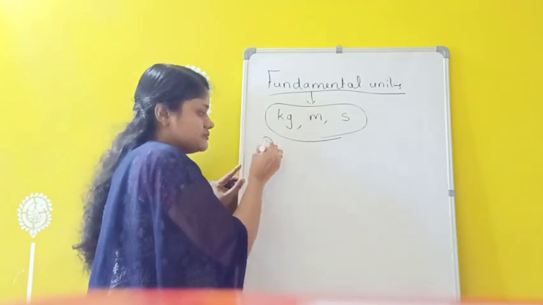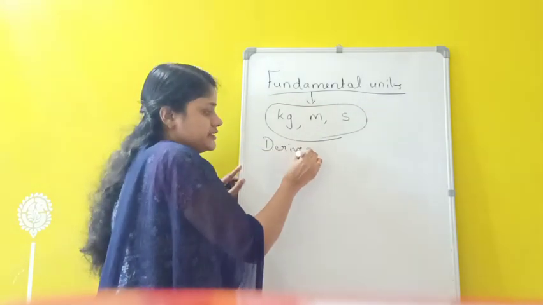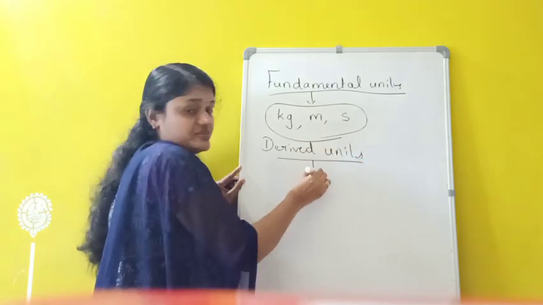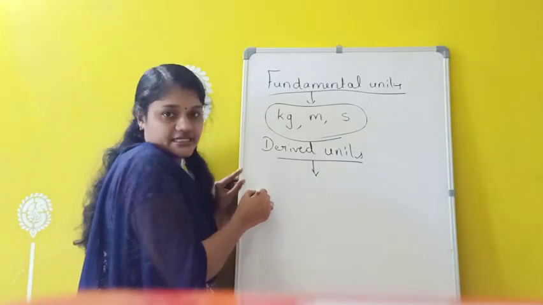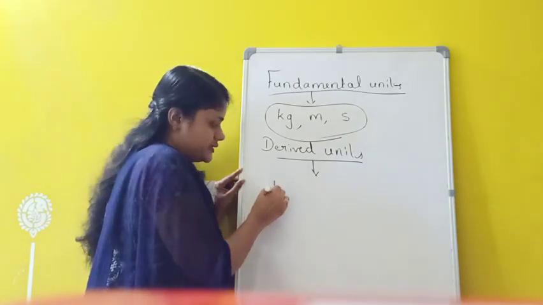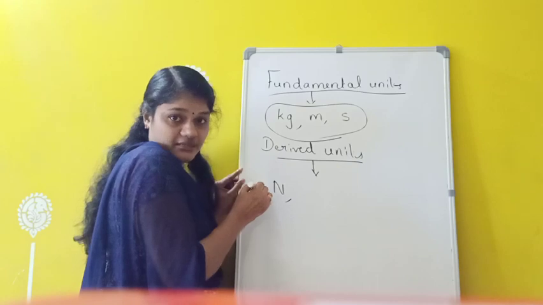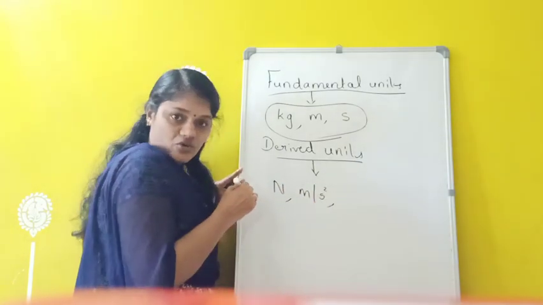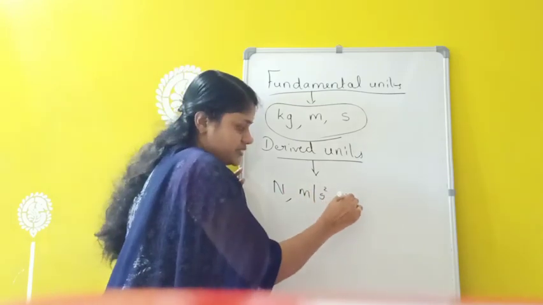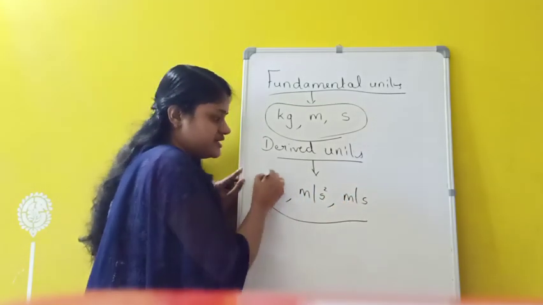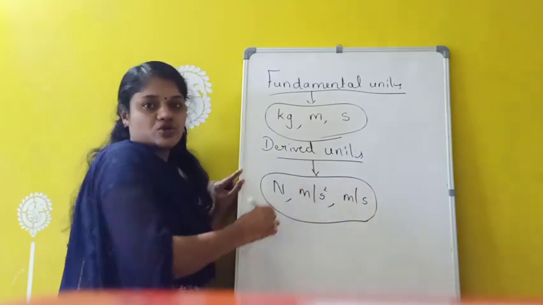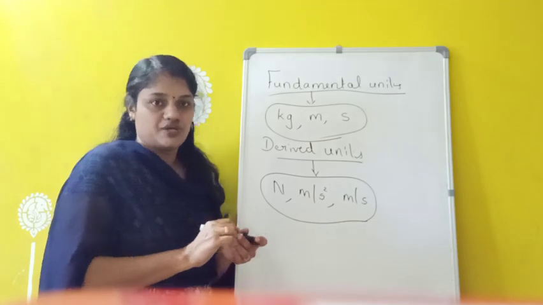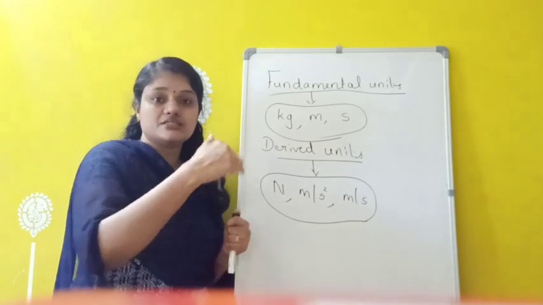Similarly, derived units. That means units of derived quantities. For example, force is a derived quantity. So unit of force is Newton. Then acceleration is a derived quantity. So unit is meter per second square. Then velocity is a derived quantity. Unit is meter per second. So these are called as derived units. So units of derived quantities can be called as derived units, and units of fundamental quantities can be called as fundamental units. So next we can go for systems of units.